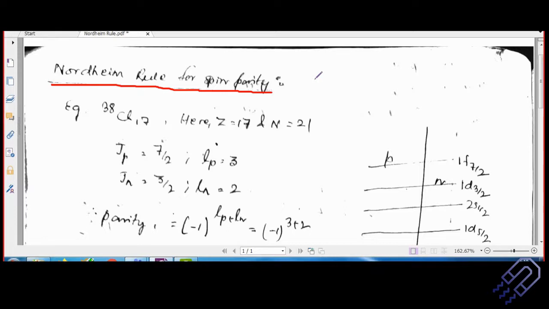J will be taken from the energy level at which we have the unpaired neutron or the unpaired proton. And pi is nothing but the parity. Parity can be calculated from the value of L. That we have already seen.